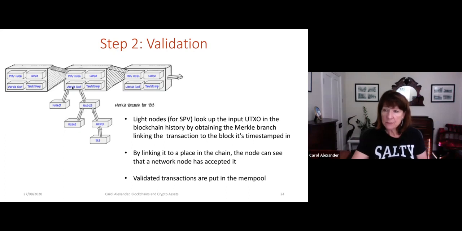Now they know there wouldn't have been a double spend, because when this block was built, all the transactions in it were checked previously in the chain. So all they have to do is look up the UTXO from what I put in, and link it to a place in the chain that has a timestamp. They know that the network has accepted it already, and that validates it. And then they put this transaction in the mempool.